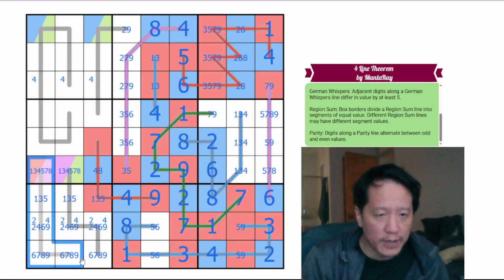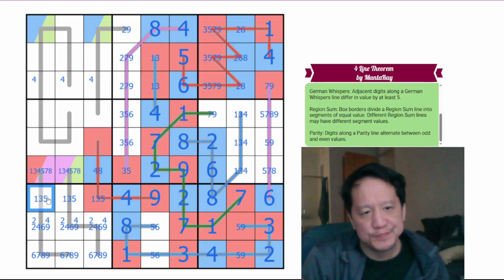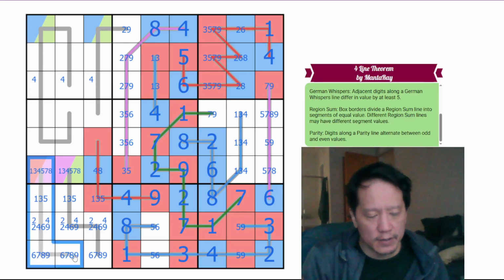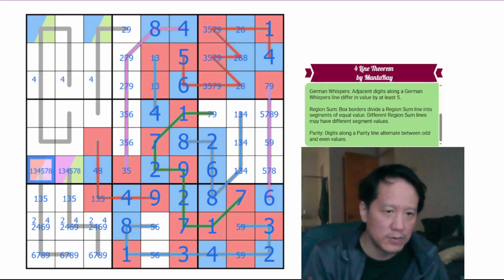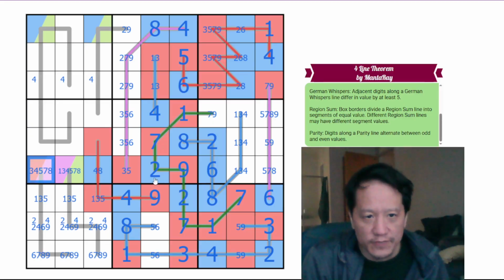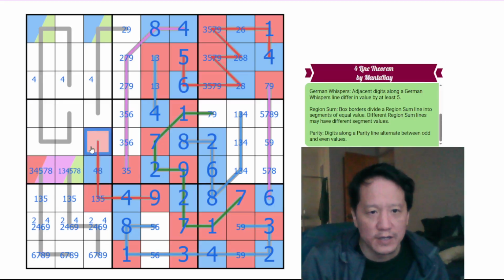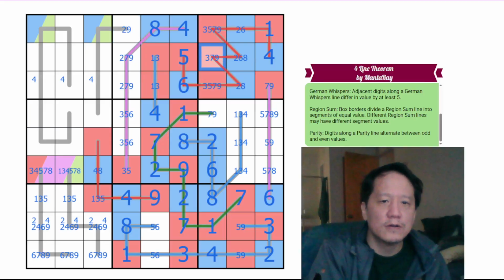If this is Renban, so if this is parity, this is an odd digit. So this would have to be even. If it's Renban, this has to be at least 6 and 7, which means 1 cannot be here. So this can never be 1 here. Okay. Not sure how helpful that is, but it gives us something, I guess. No 5 here.